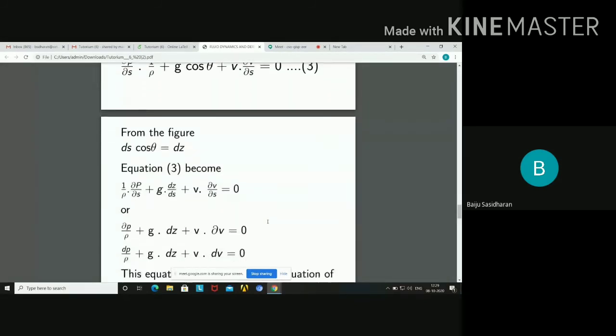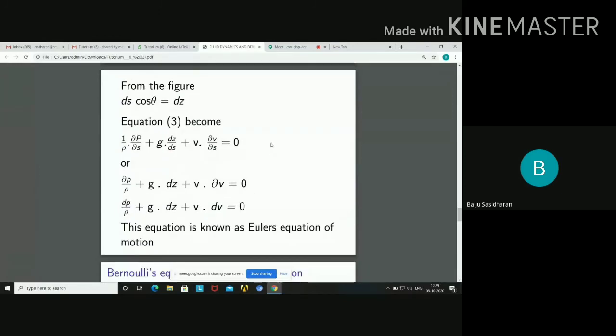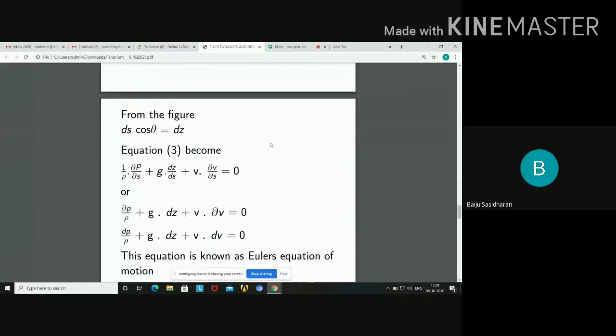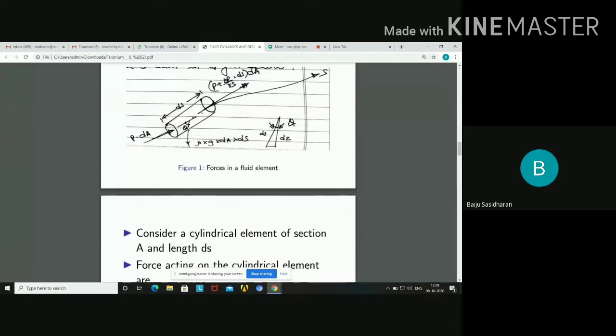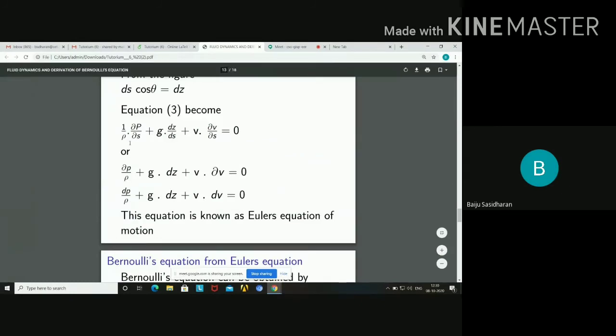And also from the figure, ds cos theta is equal to dz. That I have already shown to you. We are considering a small triangle here, so this length is ds, and the angle between these two is theta. Therefore this dz will be ds cos theta. The equation becomes 1 by rho ∂P/∂S plus G into dz by ds plus V into ∂V/∂S is equal to 0.